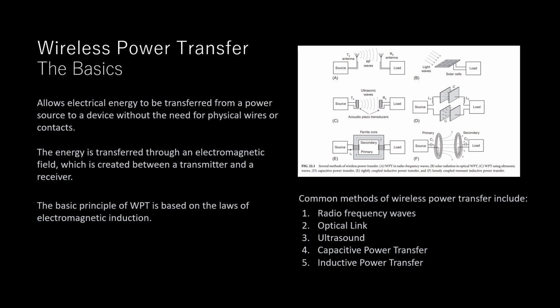The transmitter coil generates an alternating current that creates a magnetic field. The magnetic field then induces a current on the receiver coil, which can be used to power a load, such as a smartphone or an electric vehicle.